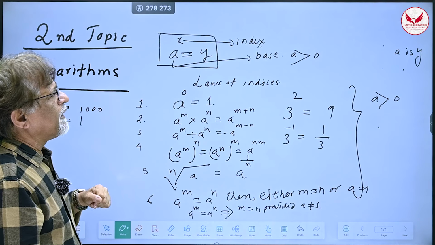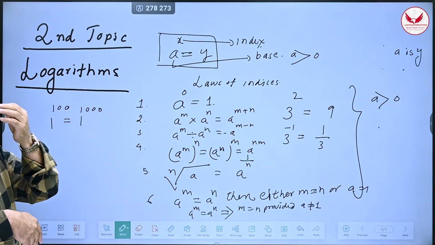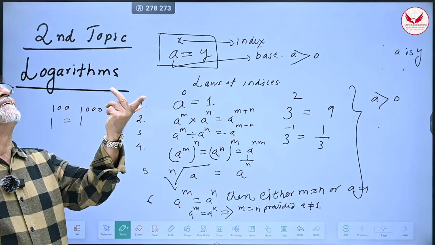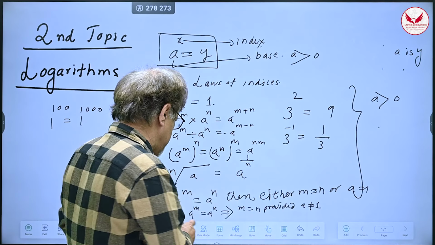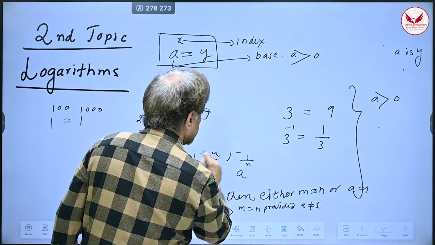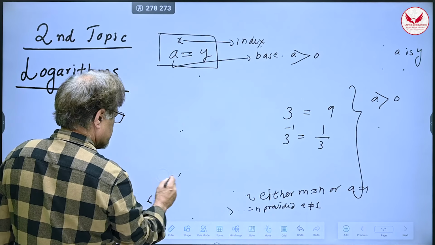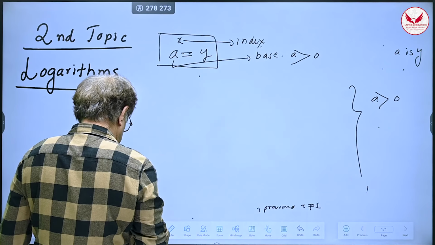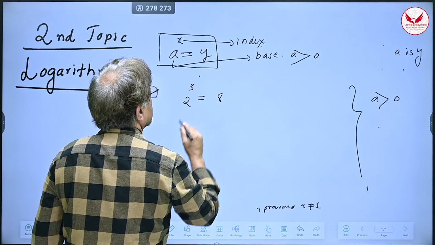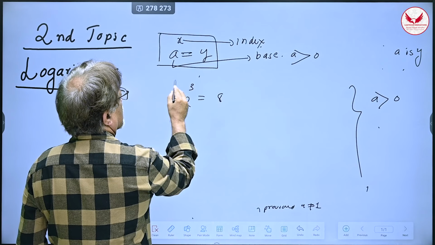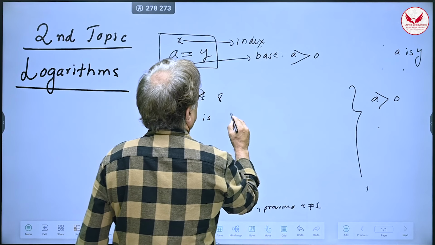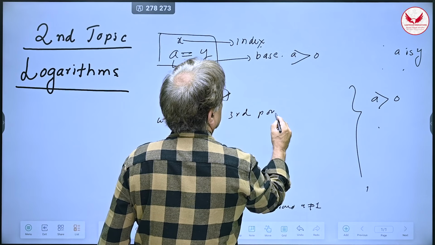But sometimes my question will be inverted. That means I may ask you a question: which power of 2 is 8? Look at this question. There is a statement that 2 raised to 3 is equal to 8. So in this case, my question is, what is the third power of 2?